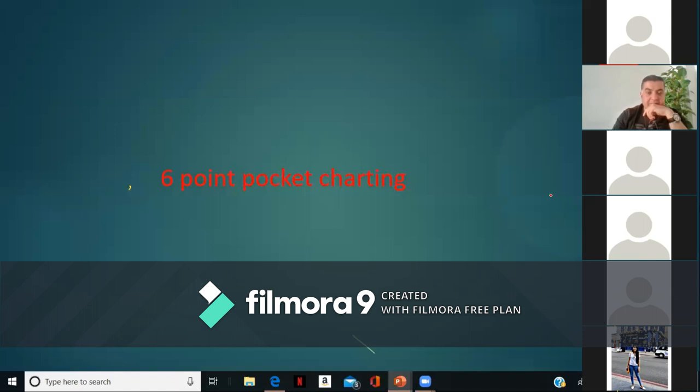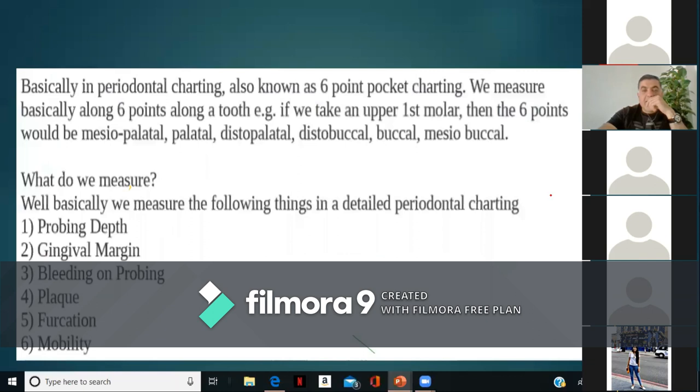6-point pocket charting. It is a very important tool used to assess periodontitis for a score 3 and for a score 4. With 6-point pocket charting, we check and assess some important things. We check the probing depth, very important, or the pocketing. We show the gingival margin, so we can assess if there is any recession, if there is any deep pocketing, and we assess the clinical attachment loss, the bleeding on probing, plaque, furcation, and mobility. It is important to know what this is, but we have a system.